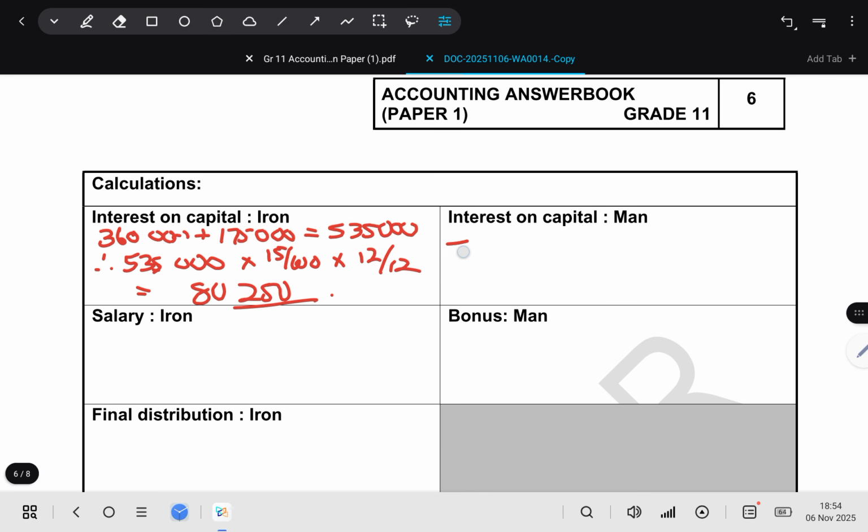Nothing changed. So say 760,000 multiply by 15 over 100 multiply by 12 over 12. So 760,000 multiply by 15 divided by 100. Let me see.